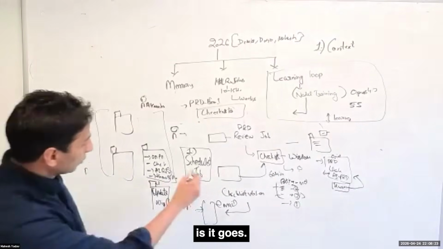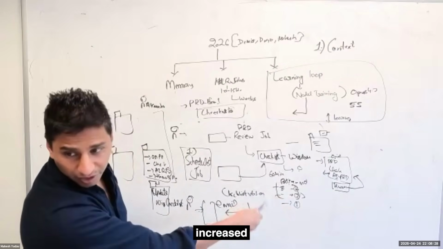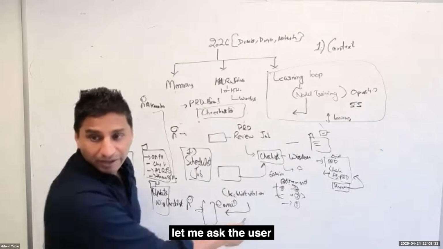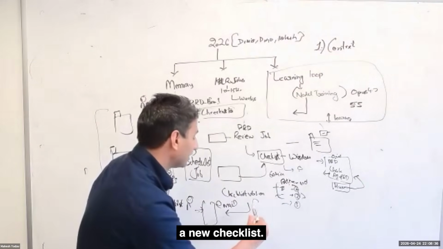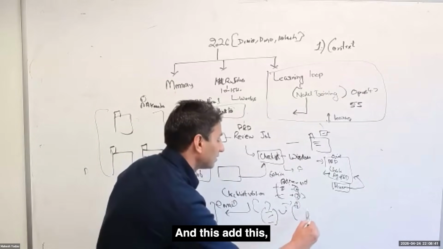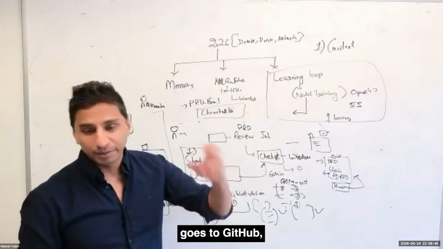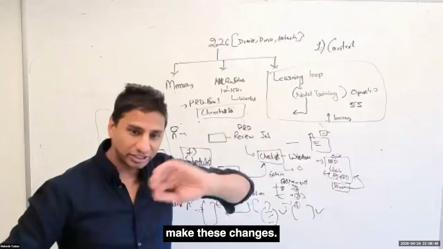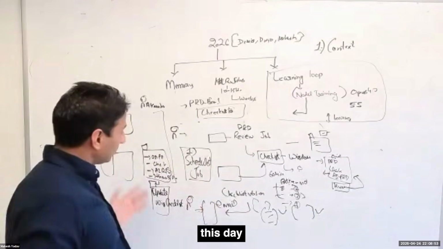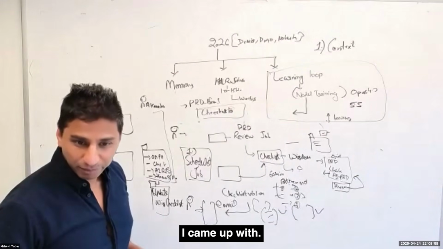So this one runs and creates the pattern. When the pattern count increases above a threshold, this job runs and says, hey, let me ask the user that I have a new checklist now with these 3 new patterns to be added, add this, remove this one pattern. And I, as a user, go to GitHub. I can make these changes, accept or reject this new file. If I accept this, day 3 looks better than day 1. That's the solution I came up with.